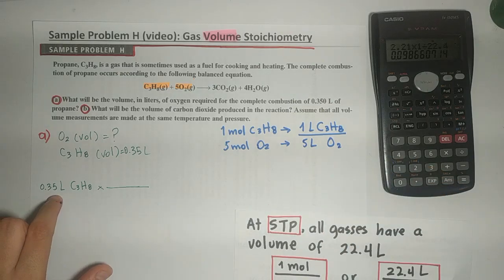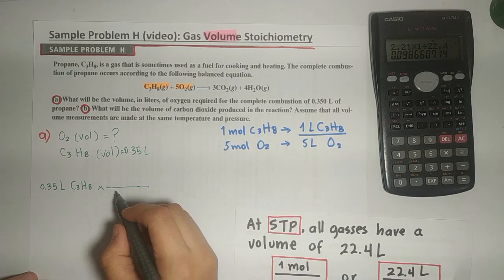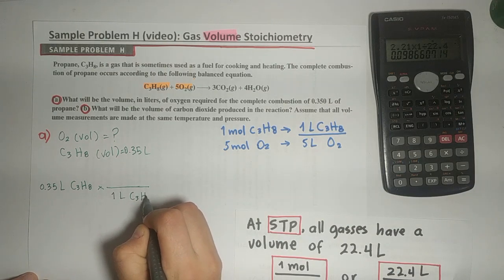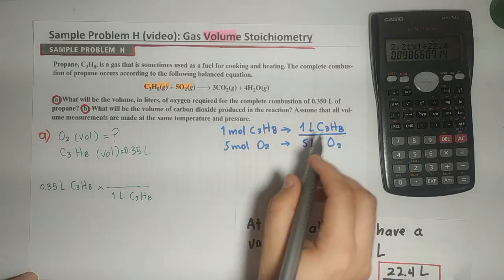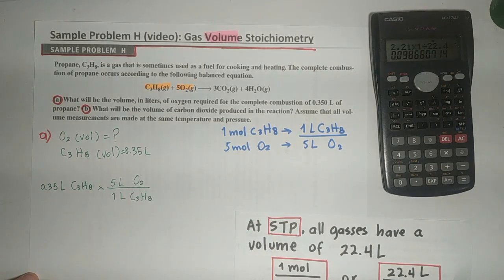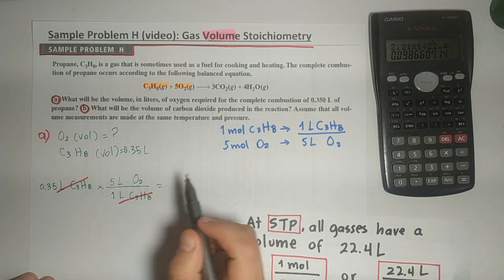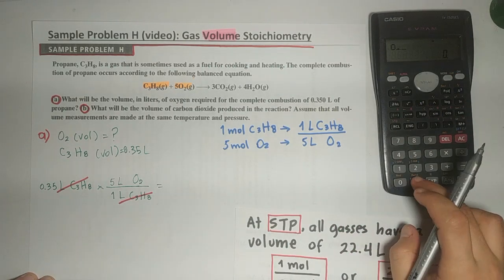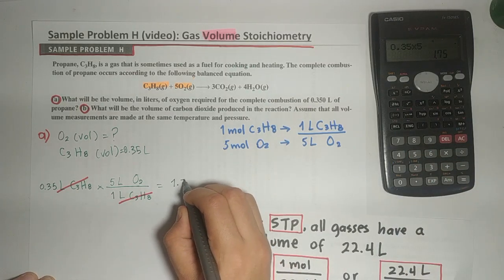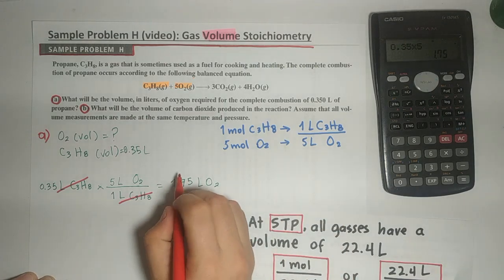Now, propane is given, so it is in the top. So I will write my propane below, so I can cancel the liter of propane. In the top, I will write the other relationship, that is 5 liters of oxygen. Right now, I cancel here and there, and I will multiply 0.35 times 5. This gave me 1.75 liters of oxygen.